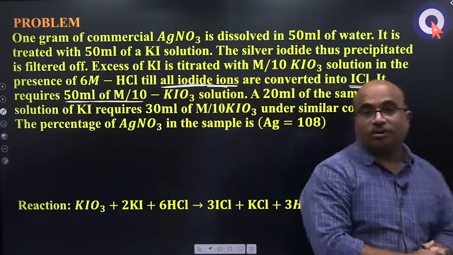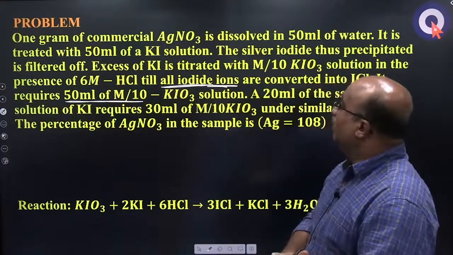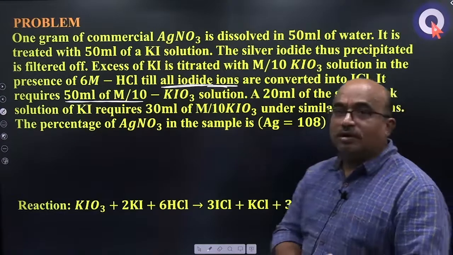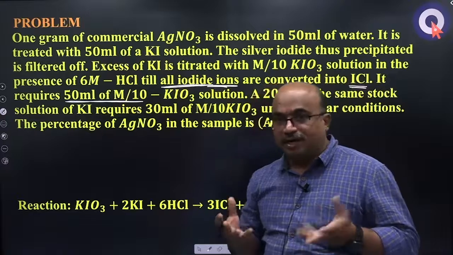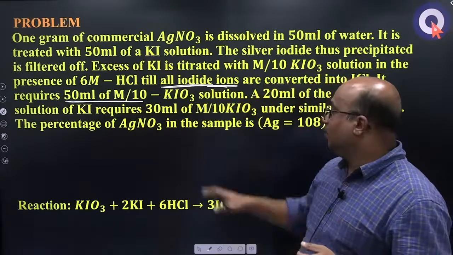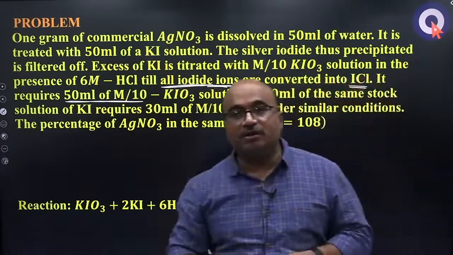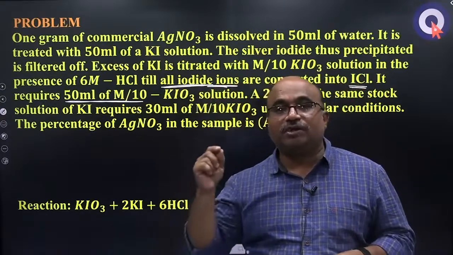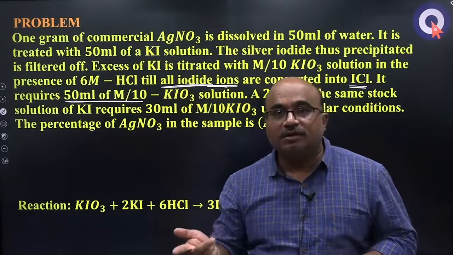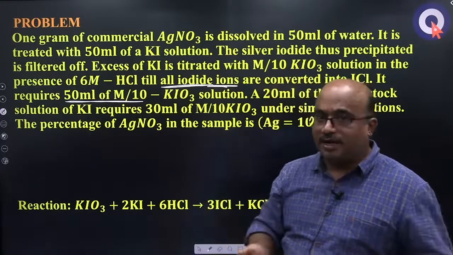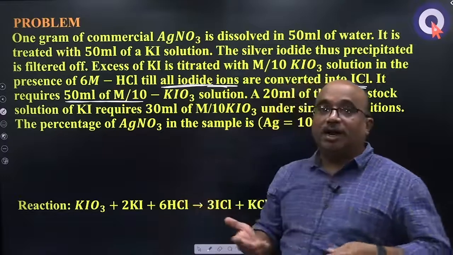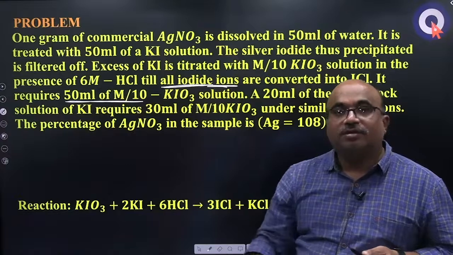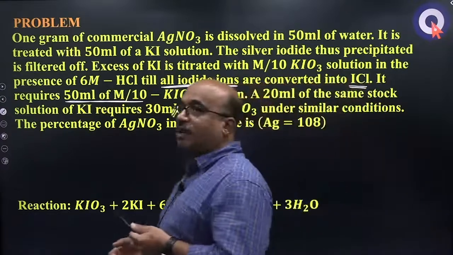So first, what we see: we have taken 1 gram of a sample, but we don't know whether it is completely silver nitrate. It may be silver nitrate, then we say the percentage of silver nitrate in that sample will be 100%. We have taken 1 gram. In that 1 gram, suppose the total weight of the silver nitrate is 1, then I say it is completely silver nitrate. But it's a commercial sample, so it may not be completely silver nitrate. We don't know, because we are asked to find the percentage of silver nitrate in that sample.